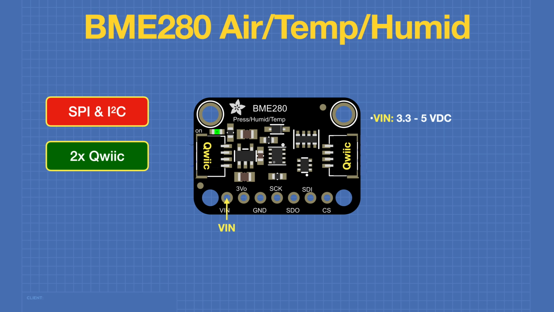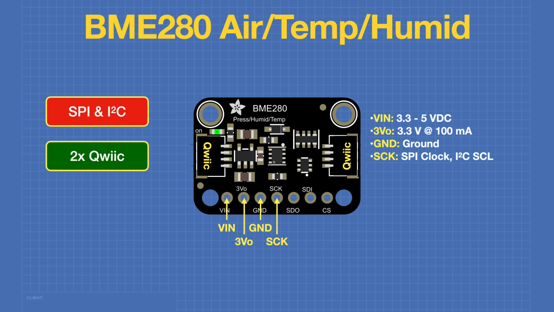The V-in pin is the input voltage, and this can be anywhere from 3.3 to 5 volts, as the sensor will work on both. The 3VO pin is a 3.3 volt 100 milliampere output from an internal regulator. GND is of course the ground pin. The SCK pin has dual duty. In SPI mode, this is the clock pin. In I2C mode, this is the SCL line.